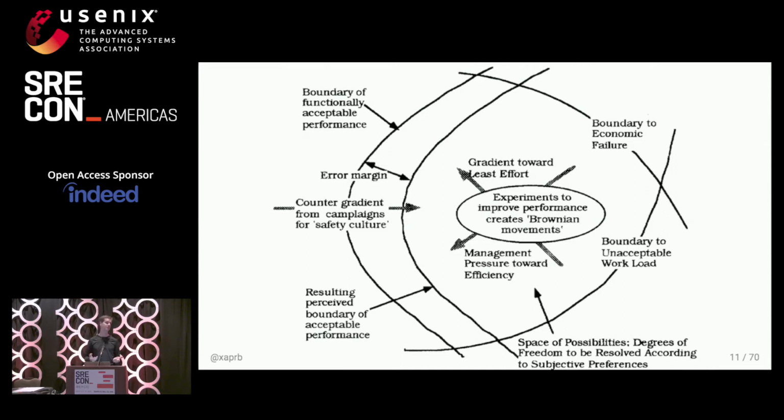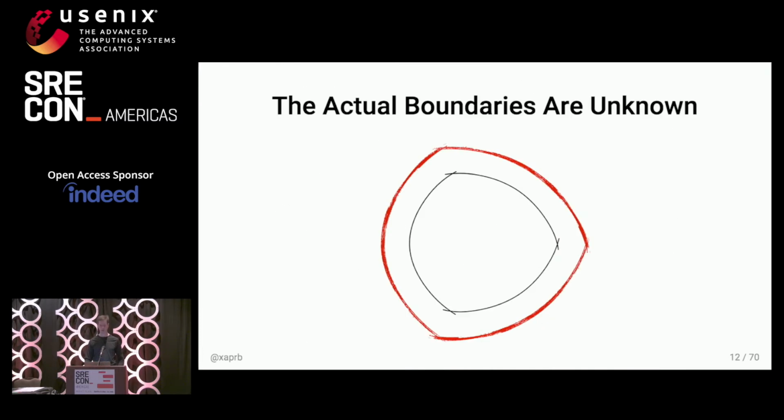So I'm going to extend this model a little bit. And I'm going to claim that the boundaries on all sides are unknown. So the real boundaries on all sides are the red lines, and we cannot cross them. If we do, something really bad happens, but we don't know where they are. So we draw these boundaries inside. So we have policies on finance: make sure that you keep at least $10,000 in the bank account so that you don't have an overdraft.